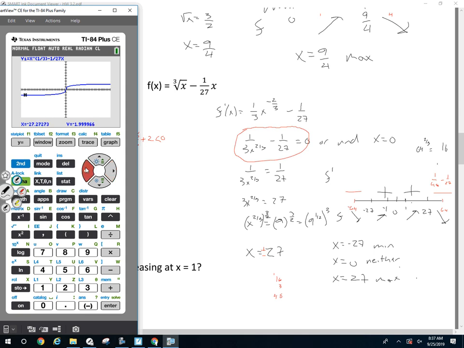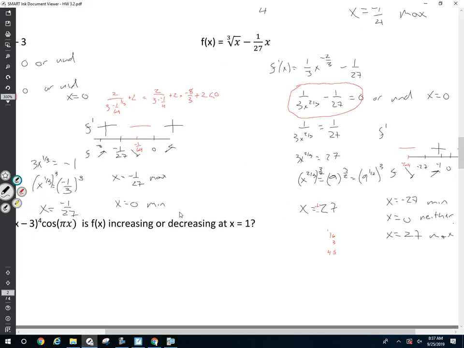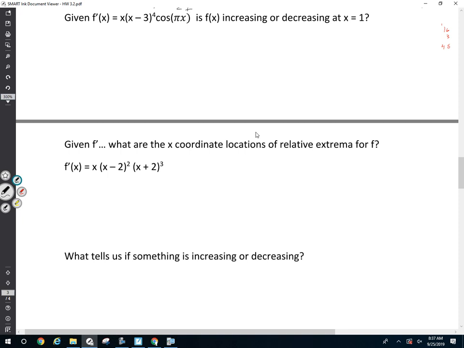-2 is my minimum value. If I go to 0, neither. We have a vertical tangent, neither a max nor a min. If I go to 27, largest y value of 2. If I go to the right, it'll be smaller. If I go to the left, it'd be smaller. Okay, so we did it.